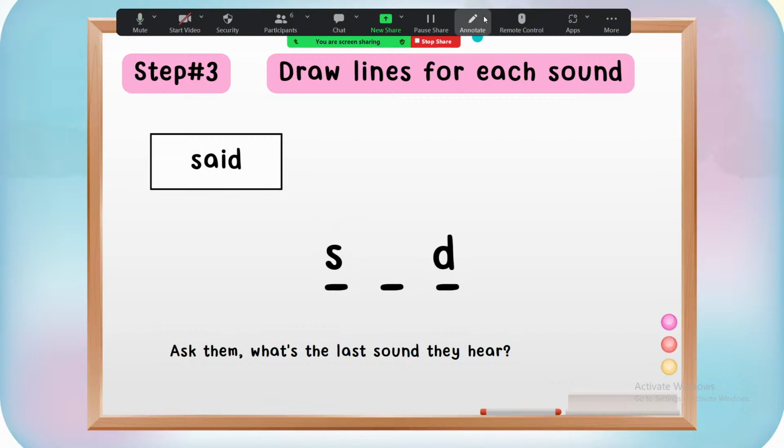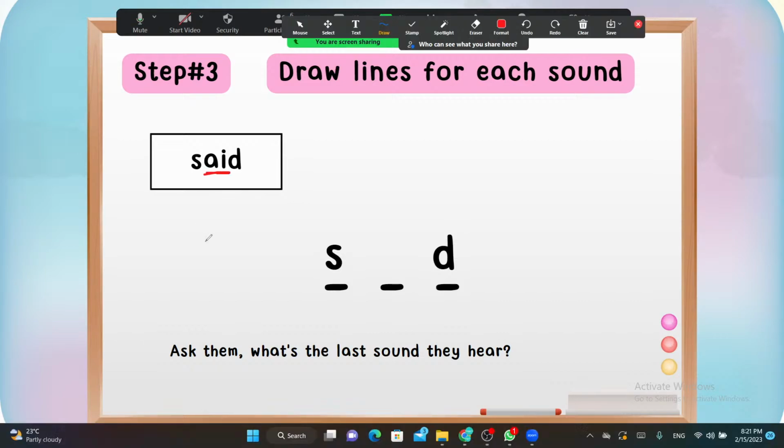Tell them, can you check the letters here which are making the eh sound? They know this sound because you have already taught them 42 sounds. They know that this is A, the long A, but here this is making the short A sound. They will tell you that A and I here is making another sound. Okay, the word is said.